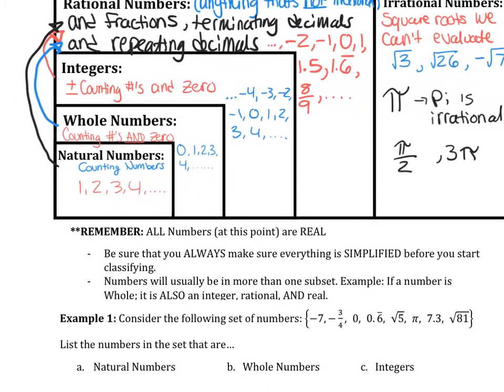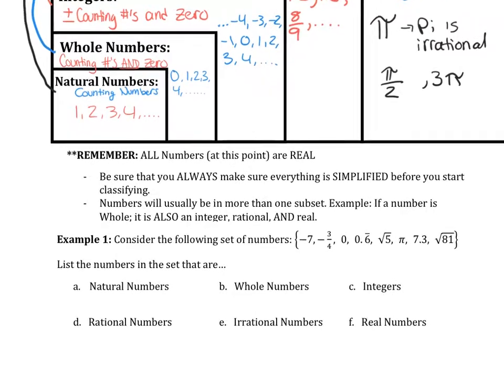So we're going to move on now because basically today we're just going to be practicing identifying these different types of subsets and classifying numbers, putting them into a subset they belong. So just some reminders down here. All numbers that we know at this point are real. So whenever you are asked, hey, what type of number is this? Real should always be one of your answers because everything is real.